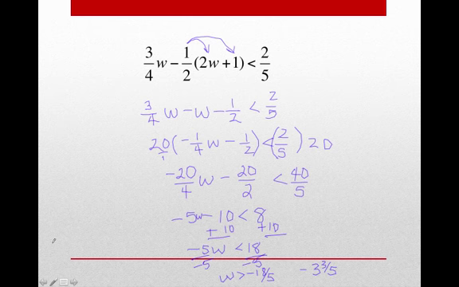What that will look like on a number line. w is greater than, and it's a negative number, so I've got my negative 3 over here and my negative 4 over here, and it's negative 3 3/5, so I will be somewhere over here with an open circle at my negative 3 3/5, and my w is greater than, so I'm going to be going in this direction.